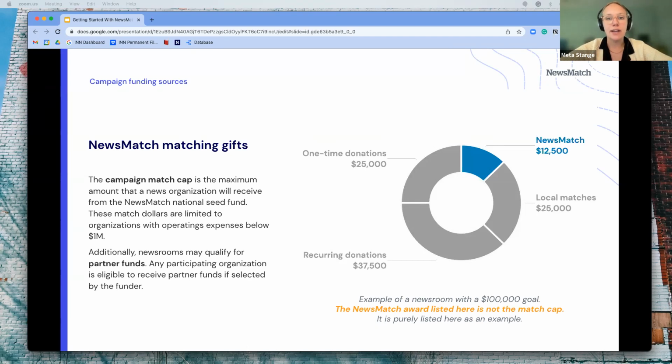Like last year, the national match funds will only be distributed to newsrooms with annual operating expenses under $1 million. But again, partner funds and goal-based bonus awards will still be available to all organizations regardless of size.